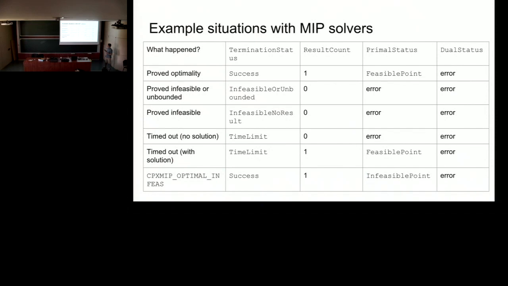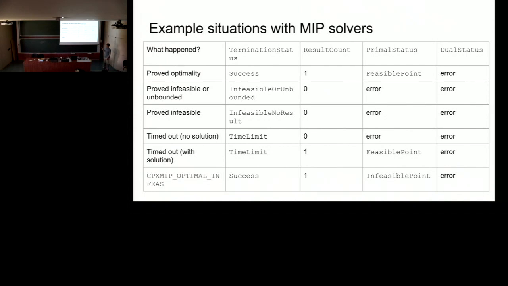Okay, so MIP solvers also get interesting. Let's say you've proved optimality within the user-provided gap, then the result count would be 1. You get a feasible point back. That's how we say a MIP solver would return an optimal solution. Let's say a pretty common thing that MIP solvers like to do is that they've determined that the problem is either infeasible or unbounded. Almost all the solvers do this, so we have to have a way to report it. And then our termination status, since it's such a common thing, we have a special termination status called infeasible or unbounded.